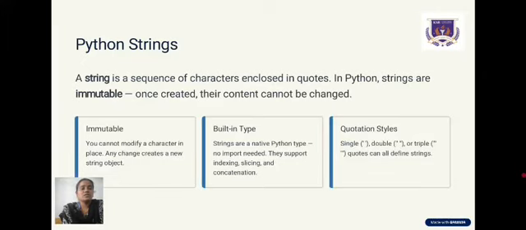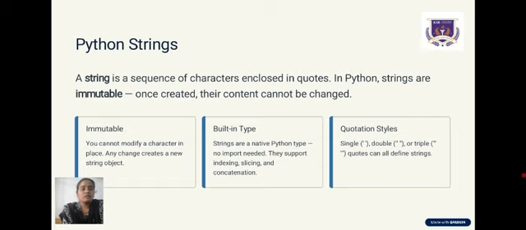A string is a sequence of characters enclosed in quotes. In Python, strings are immutable. Once created, their content cannot be changed. First one is the immutable, second one is the built-in type. Third one is quotation styles. First we will see about immutable.